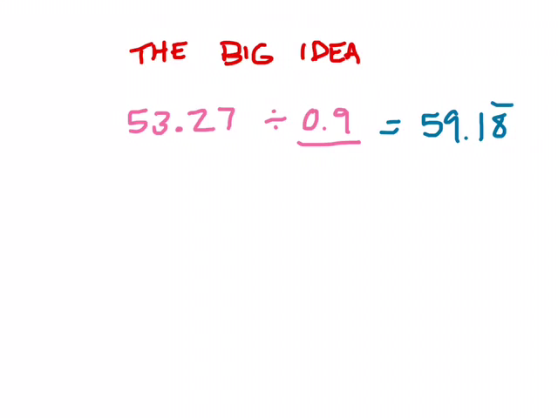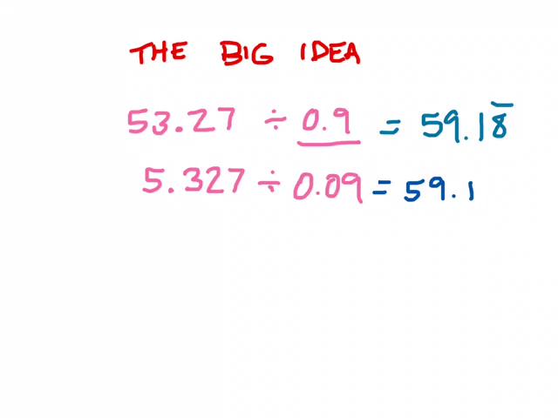Now we're going to change this problem just a little bit. Instead of being 53 and 27 hundredths, let's make it 5 and 327 hundredths divided by 0 and 9 hundredths. And what we're going to see is that if I plug this into a calculator, and you can check if you want, it equals 59 and 18 hundredths with the 8 repeating forever. You probably noticed, and if you didn't, I'm going to point it out, that these two answers are exactly the same.